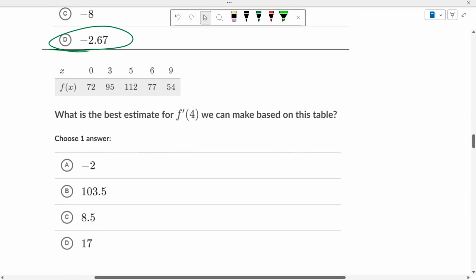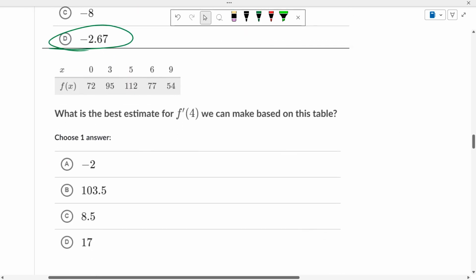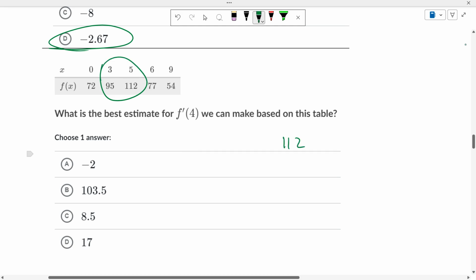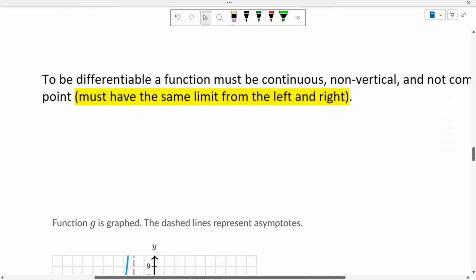Let's do one more. 4. Which two numbers would I use there? 3 and 5. 112 minus 95 over 5 minus 3 is 17 over 2. 17 over 2 is 8.5. Okay.